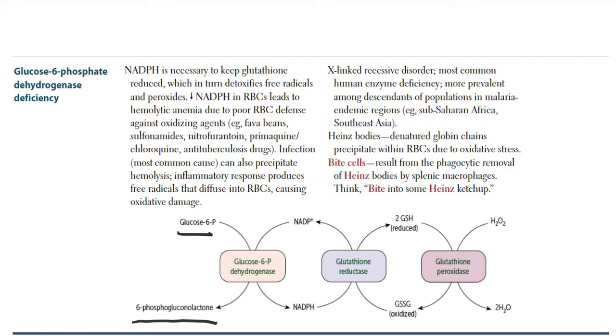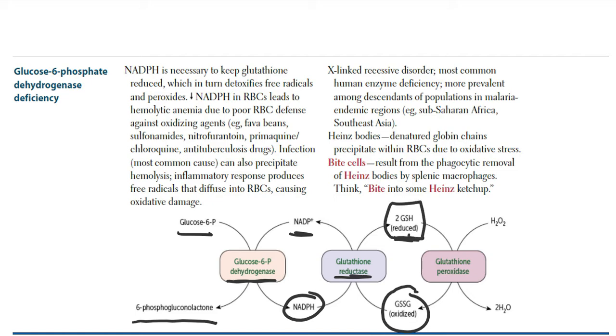The enzyme that catalyzes this is glucose 6-phosphate dehydrogenase. In this conversion, it also generates a molecule of NADPH, which is important in the conversion of oxidized glutathione into reduced glutathione via the enzyme glutathione reductase. NADPH will then be oxidized into NADP+, but glutathione becomes reduced.